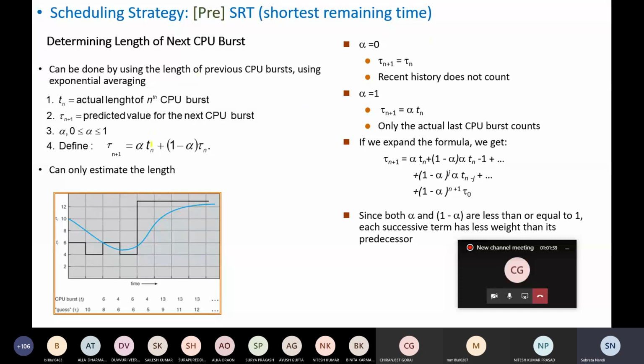So in that case, it will be weighing only the history, so it will give weightage to the history of the performance. If it is 1, that means it gives the entire weightage to the last time step, what has happened, so it will ignore the rest, like that. And if we expand this, it will be like this.